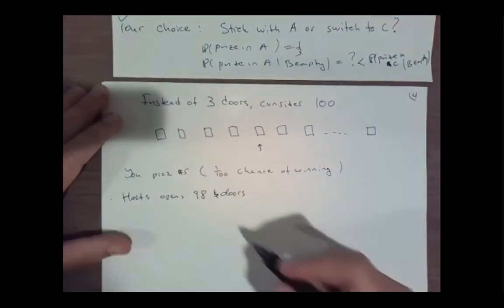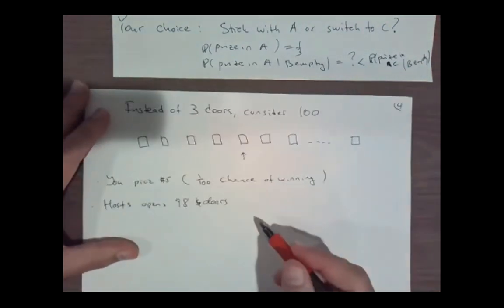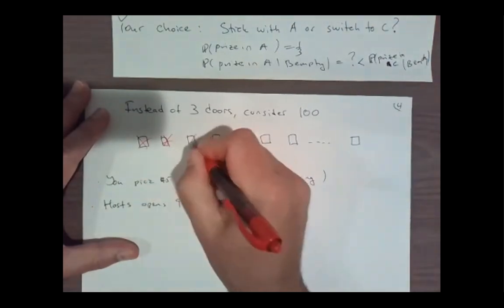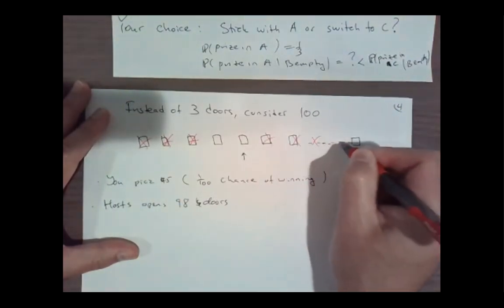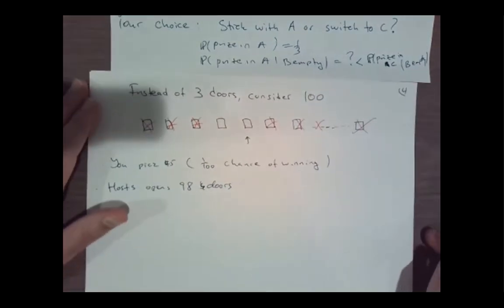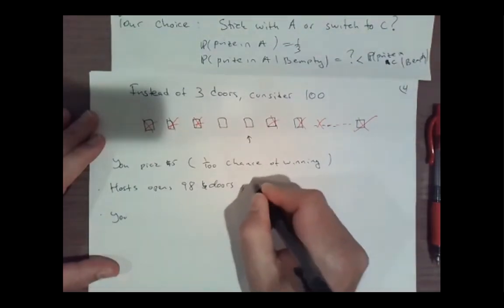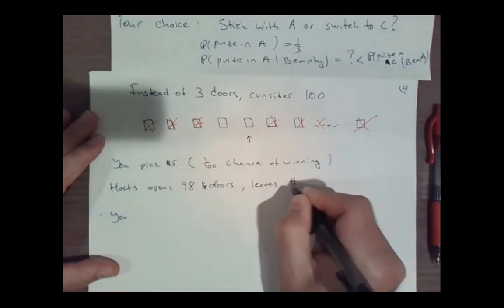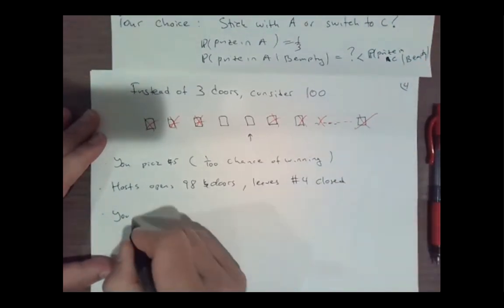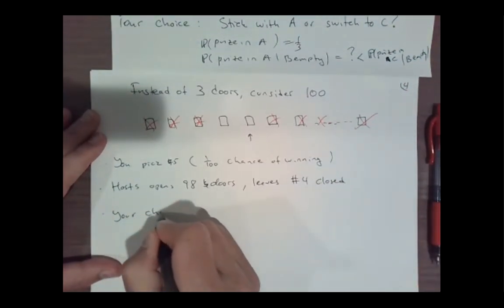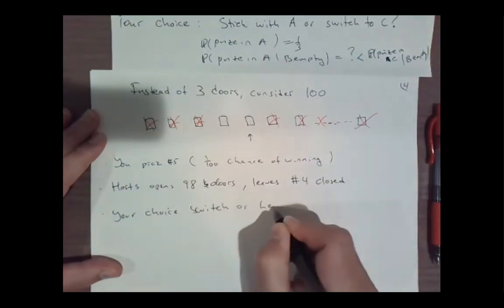Right, so he basically scratches out 98. So he goes, this one, this one, this one. Oop, we're gonna leave that one. This one, this one, this one, all the way, all the other ones open. So now your choice is, he leaves number 4 closed. Your choice, switch or keep.